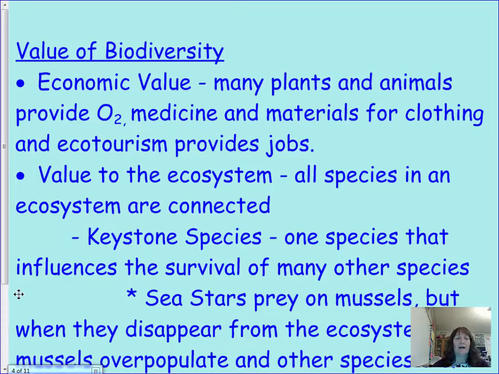So that's one way. Another reason is the value to the ecosystem. All species in an ecosystem are connected. There's something called a keystone species, and that's one species that influences the survival of many other species. So they're very important to that ecosystem. One example is sea stars, or starfish as you might call them. They prey on mussels, they eat mussels, but when they disappear from that ecosystem, the mussels overpopulate and other species die because the mussels are taking up all the room and all the food.